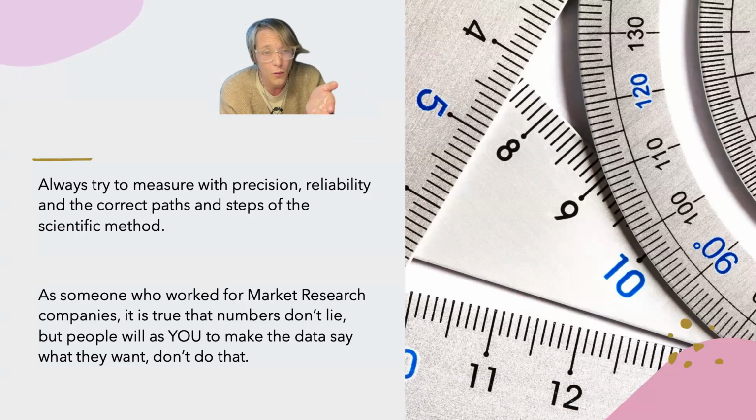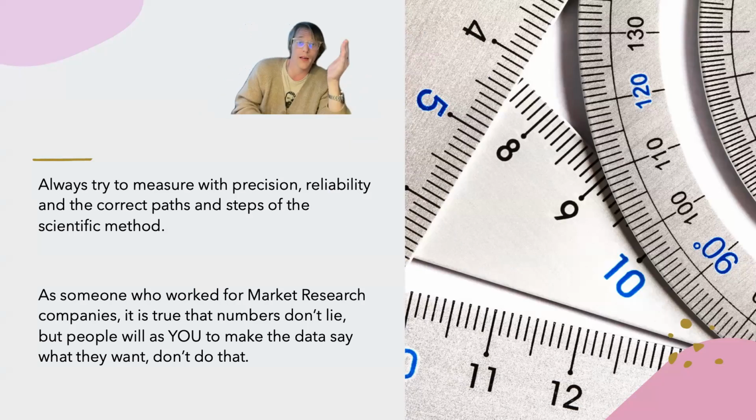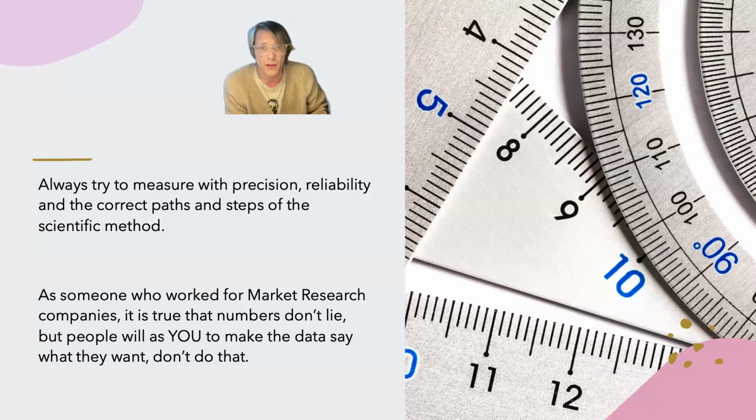but people will, as you will realize when you get in the field, make the data say what they want. Don't do that, right? They will ask you to make a Likert 7-point into a 6-point so that they can seem better. It's all about authenticity and making sure you measure with validity and reliability. Never allow your data to be compromised because someone doesn't like the results.